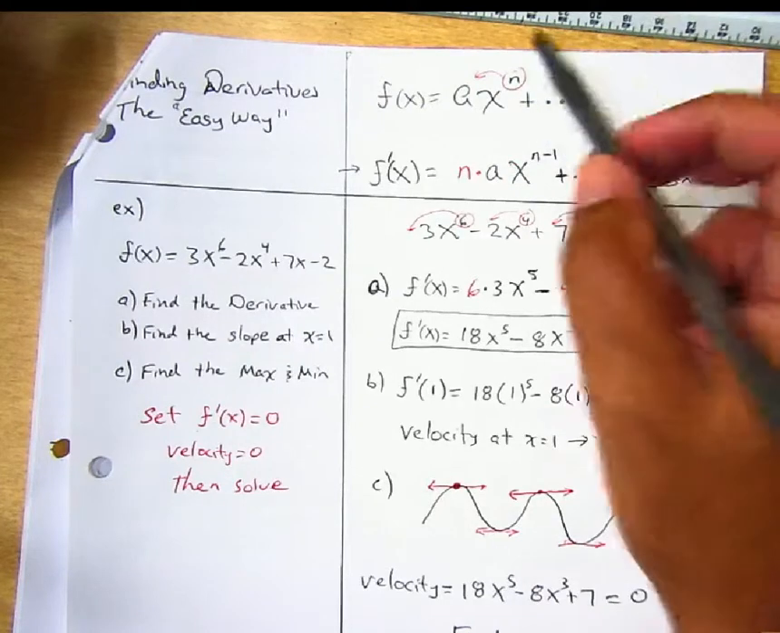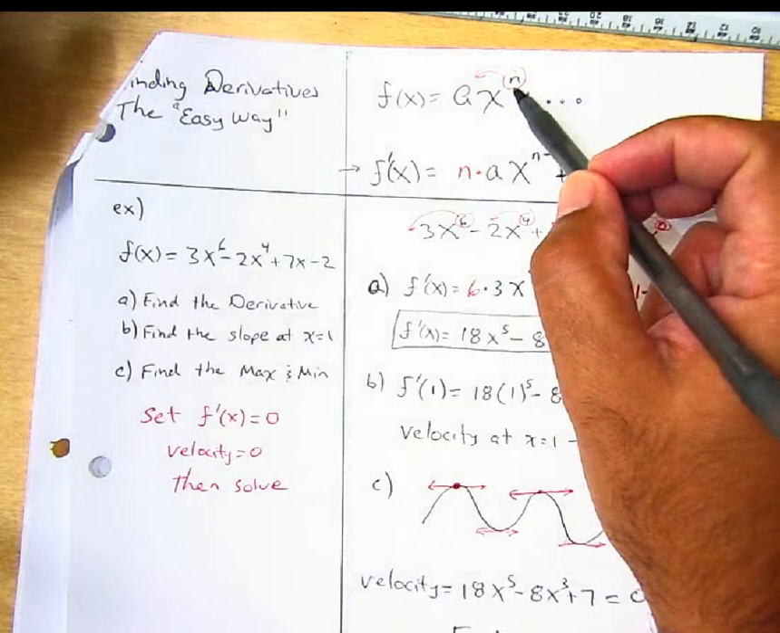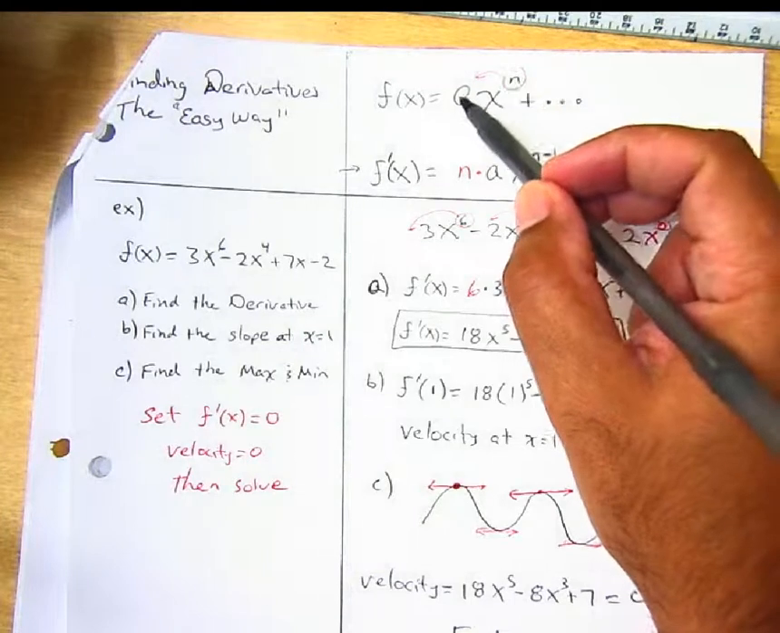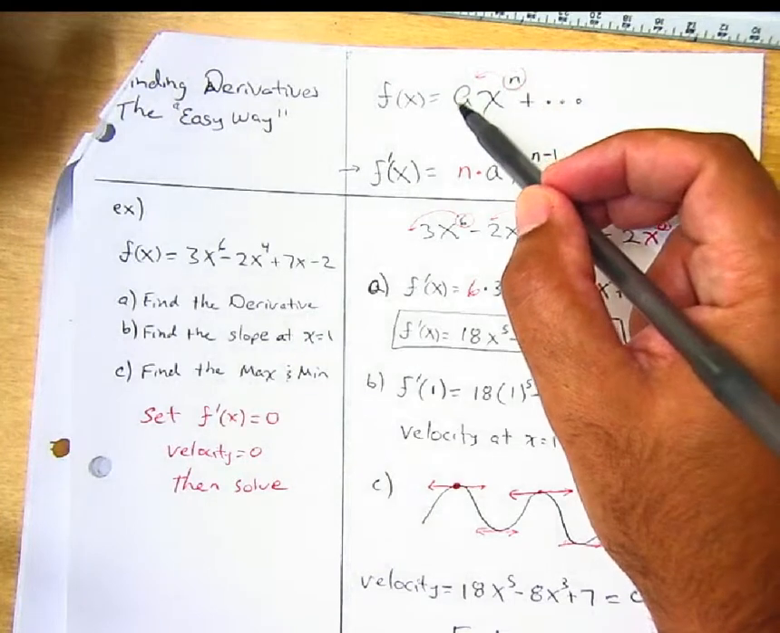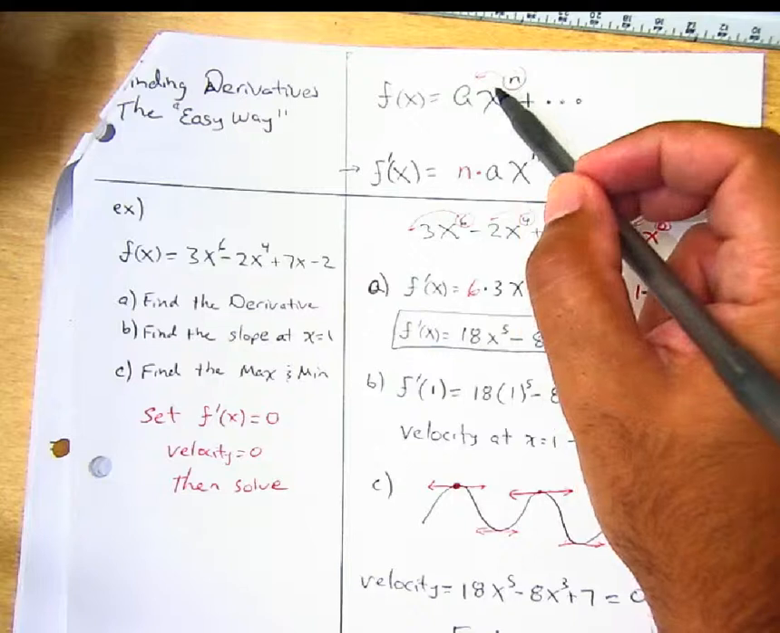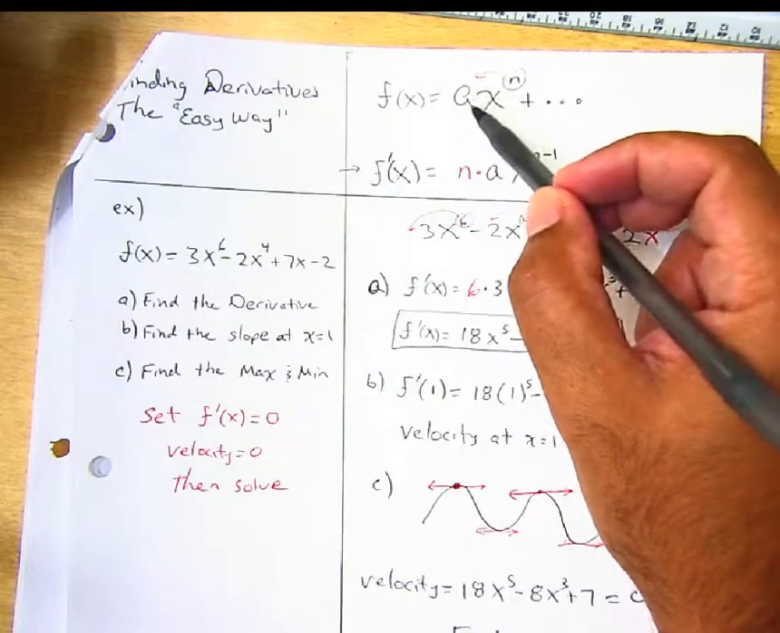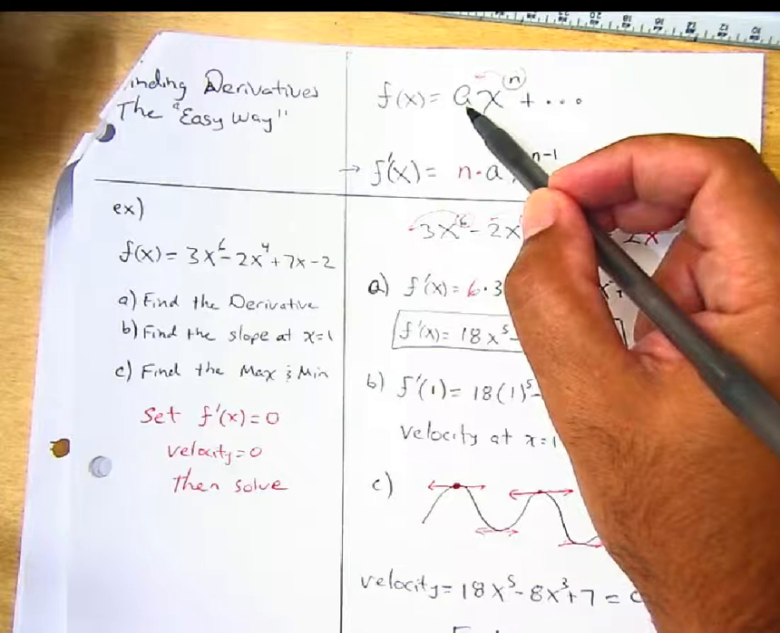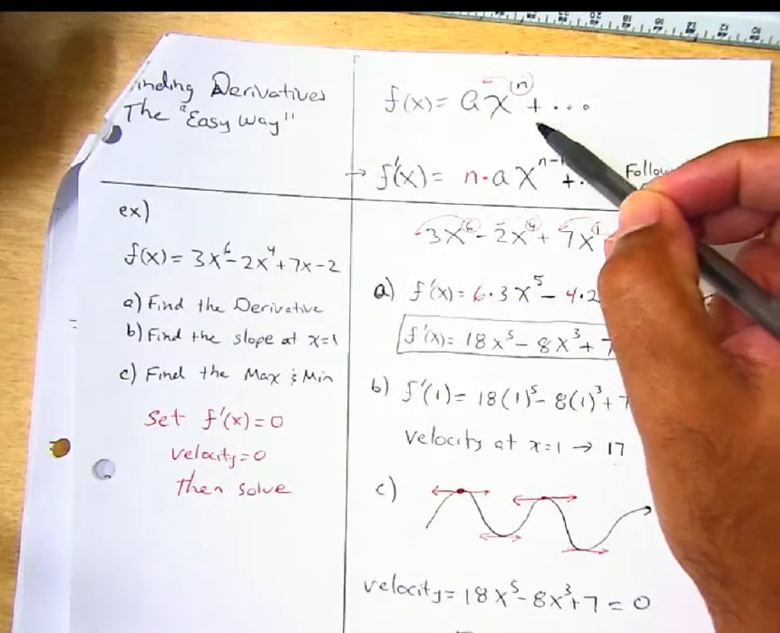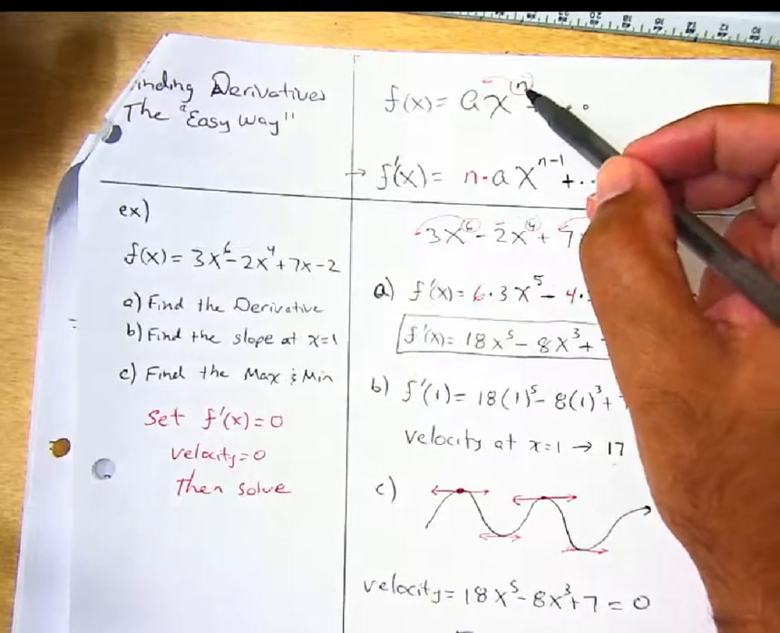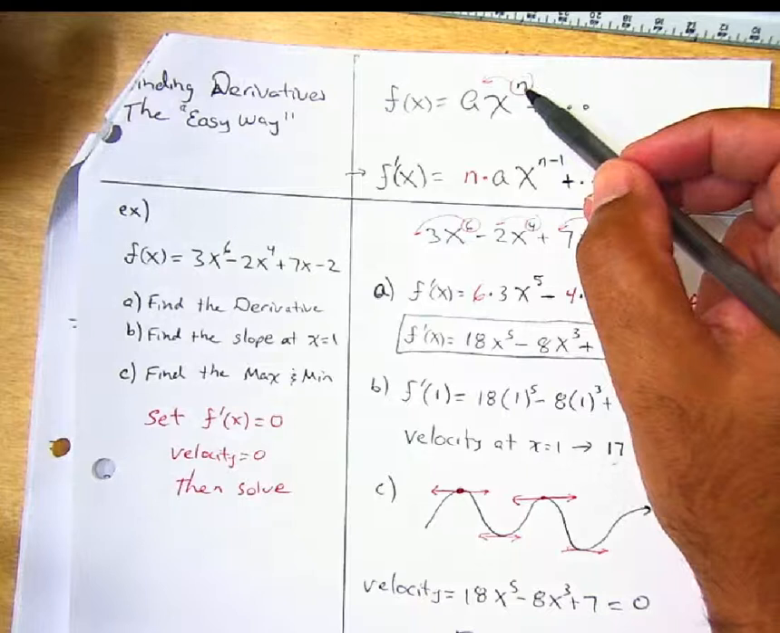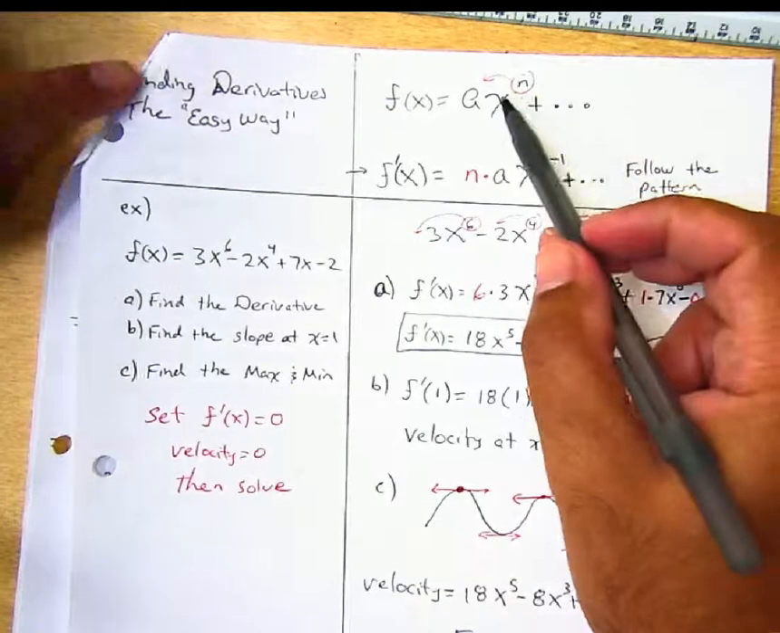The first rule is to take a look at the exponent and to bring it down and make it a coefficient. And so when you bring it down, if there's already some other number there, you just multiply. The second rule that you have to follow is the exponent gets reduced by 1. So let me show you.